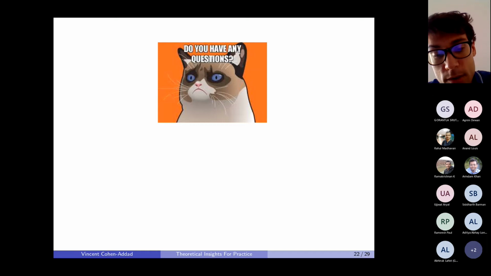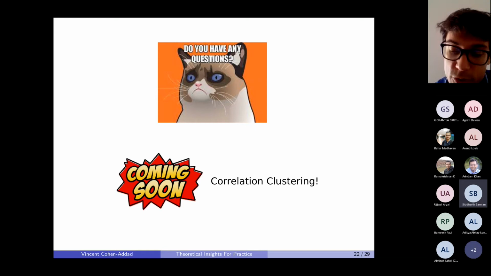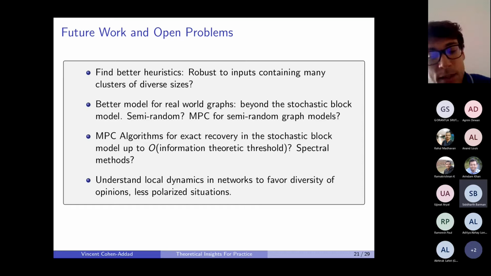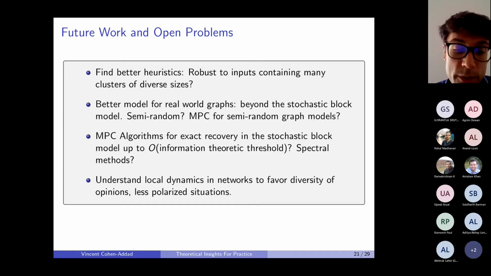Just a quick question, Vincent. Have the parallel versions been considered, where you don't pick vertices sequentially, but you're looking at subsets of vertices rather than a single vertex? Yeah, I don't think so. That's slightly more powerful, I agree. I don't think this has been considered. Yeah, that's a good point. It would be nice to do that. Okay, thanks. Sure.